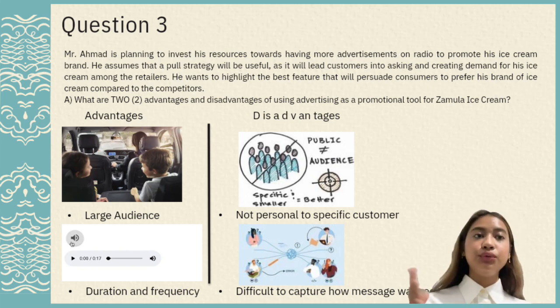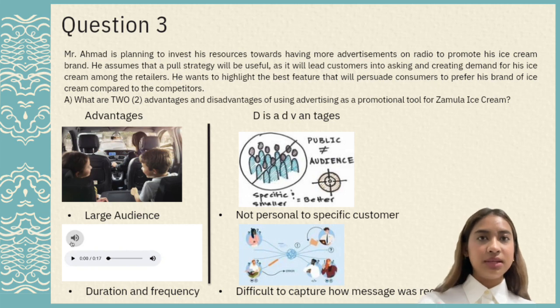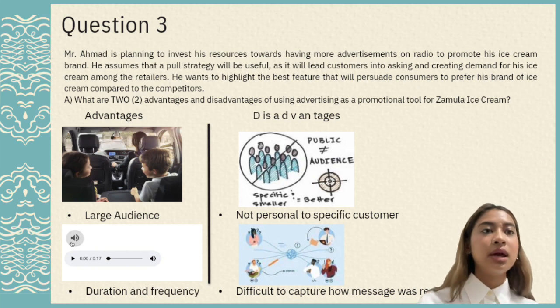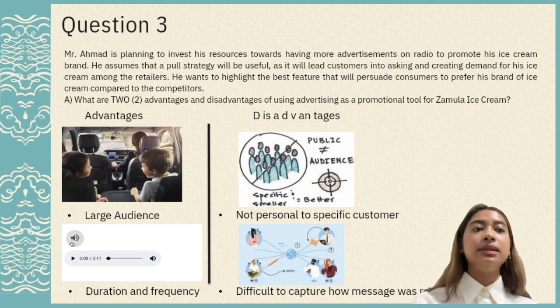So moving on to the 2 disadvantages. The first disadvantage would be that it would not feel personal to a specific customer since anyone could be listening to the radio, from children to elderly demographics. So Zamula ice cream won't be able to detect who exactly is listening to this advertisement.